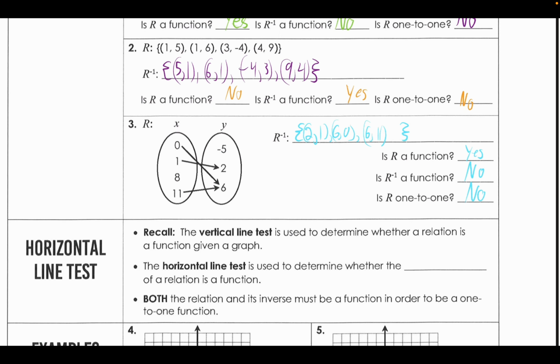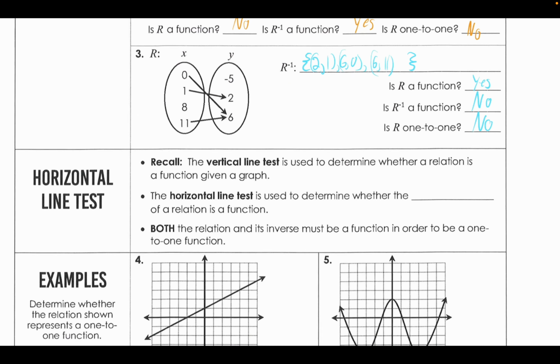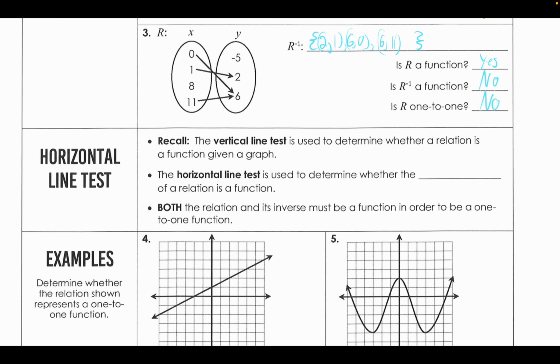But once again, what it would look like for it to be 1-to-1 is if both the original and the inverse were functions, which would be the case if no x's and no y's repeated. Now, horizontal line test, that's new because we have a vertical line test. Recall the vertical line test. That's used to determine whether a relation is a function.